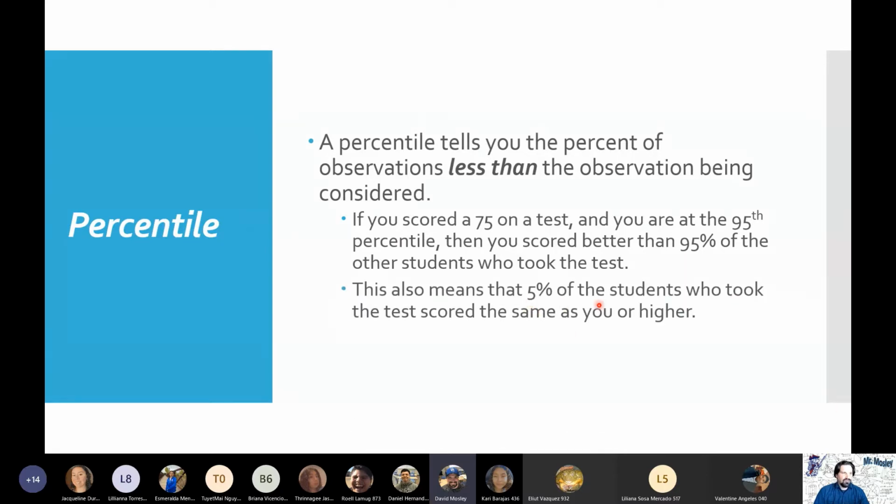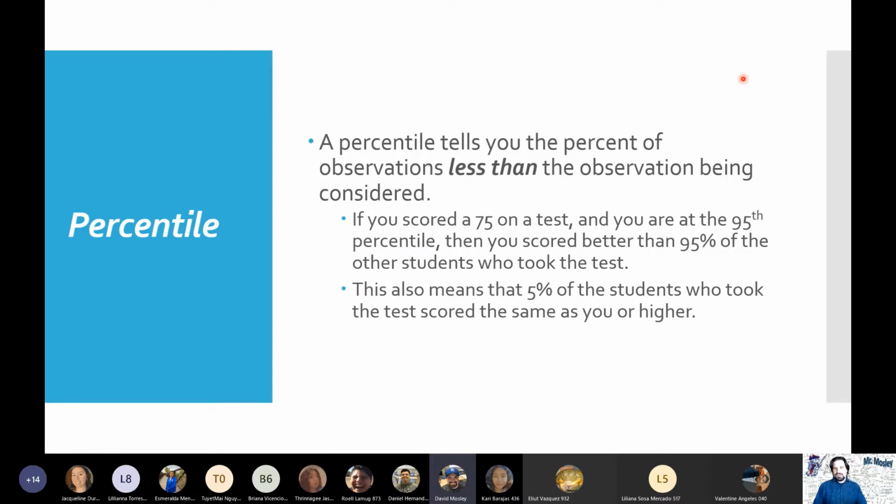This also means that 5% of the students who took the test scored the same as you or higher. If 95% scored a 75 or lower, 5% scored better than a 75 or 75. We have that equal to part. So this is percentile. This is what we did last week.